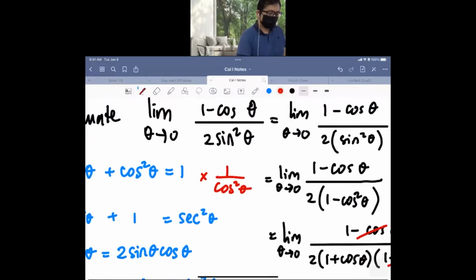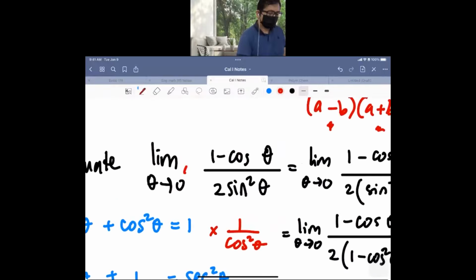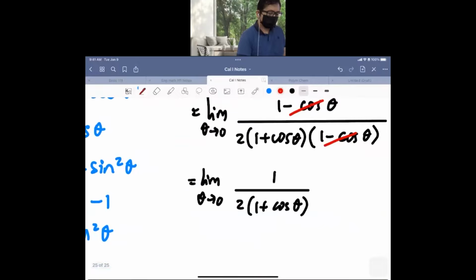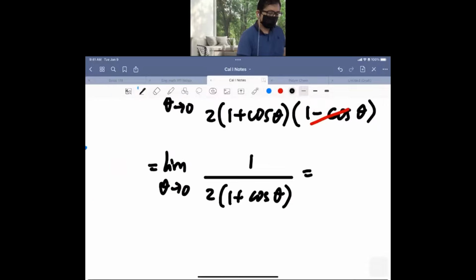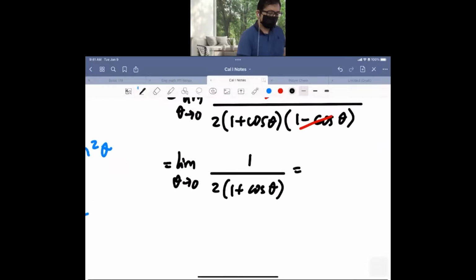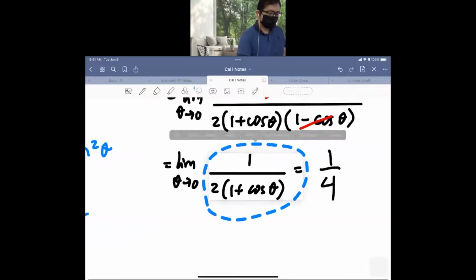Oh, before that, I forgot to mention. We need to check first. Check this: cos 0 is 1, so 1 minus 1 is 0. Check here, sine 0 is 0, so it's 0. So 0 over 0. It's an indeterminate form, and we need to simplify. Now we try 0 inside. It's 1 plus 1 is 2, 2 by 2, which is 1 over 4.